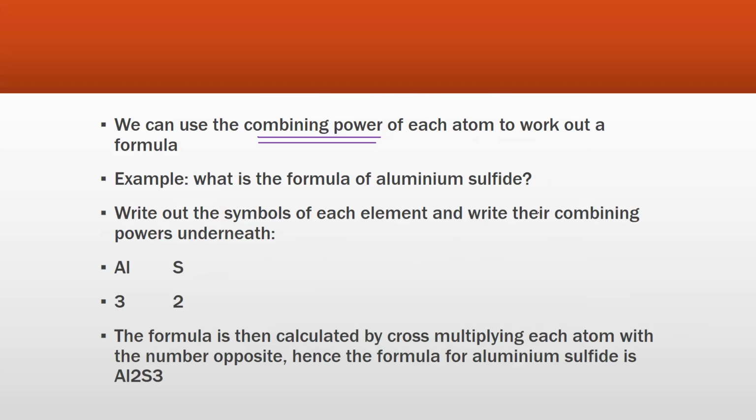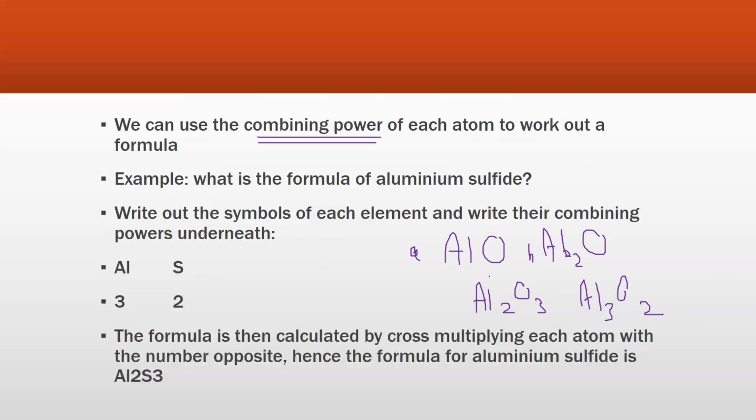For example, अगर मैं आपसे पूछूं what is the formula of aluminium oxide? Is it AlO, Al2O, Al3O2, or Al2O3? Can you tell me which one is the correct option? A, B, C, or D? C. Why?